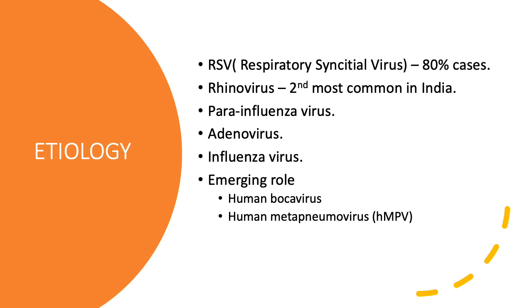Coming to etiology, the most common cause of bronchiolitis in infants in India is respiratory syncytial virus. It accounts for up to 80% of the cases. The second most common cause in India is rhinoviruses. Other than respiratory syncytial virus and rhinoviruses, parainfluenza virus, adenovirus and influenza virus also lead to acute bronchiolitis, and there has been an emerging role of two viruses, human bocavirus and human metapneumovirus, as causative agents of acute bronchiolitis.